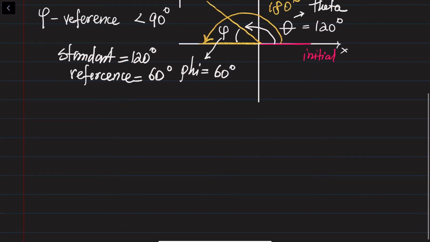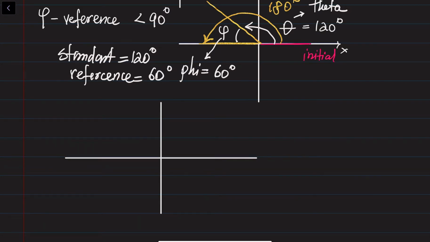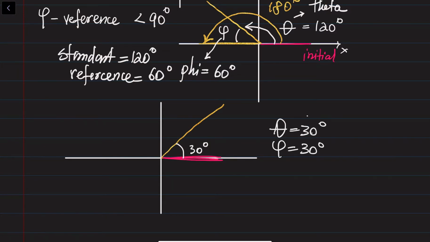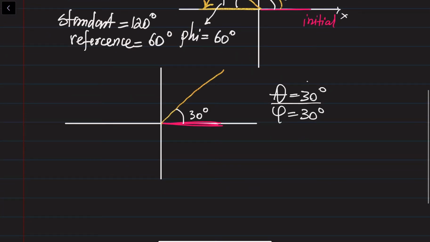At the same time, if the standard angle is smaller than 90 degrees, then the reference angle is going to be the same. So again, if your initial line is along the x-axis here, and your terminal line is here, so that the angle between them, the standard angle, is equal to 30 degrees, then the reference angle is also going to be 30 degrees. So the reference angle is going to be defined when theta is more than 90 degrees, and we need to find phi by just subtracting theta from 180 degrees.